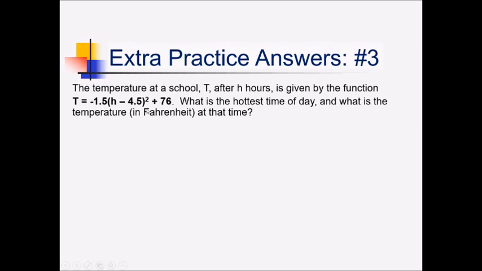So that's going to be 4.5, whatever's being subtracted from the input inside this squared parentheses, that's the input value of our vertex. So 4.5, comma, 76, whatever's being added out here outside the squared parentheses, that's the output value of our vertex, the y value. So now the hottest time of day is going to be this input value of 4.5, so that's 4.5 hours. And the actual temperature is going to be the output value of the vertex, which is 76 degrees Fahrenheit.